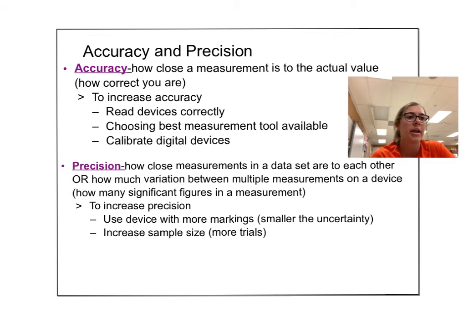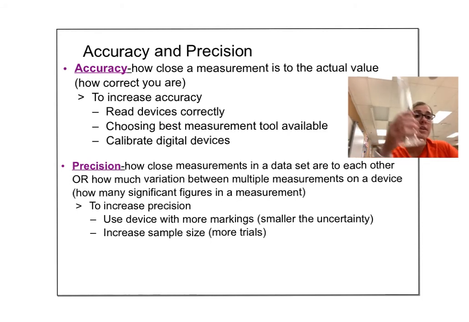So it's basically how right you are. If you put something like this on a balance and it says it weighs 10 kilograms, that's way too heavy. Something is wrong, right? That's not very accurate. So if I want to be more accurate, what do I do? Well, first, you need to read devices correctly.